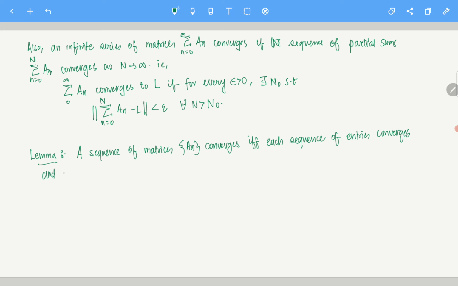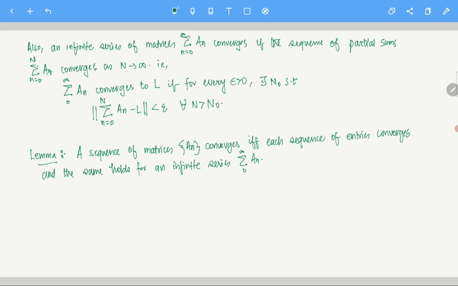and the same holds for an infinite series summation 0 to infinity An. So you realize what I'm saying. An is nothing but a matrix, right? So that has some entries, right? So let's say a11 of that thing, that particular sequence converges, so every sequence of those entries has to converge, and then the sequence of matrices converges.